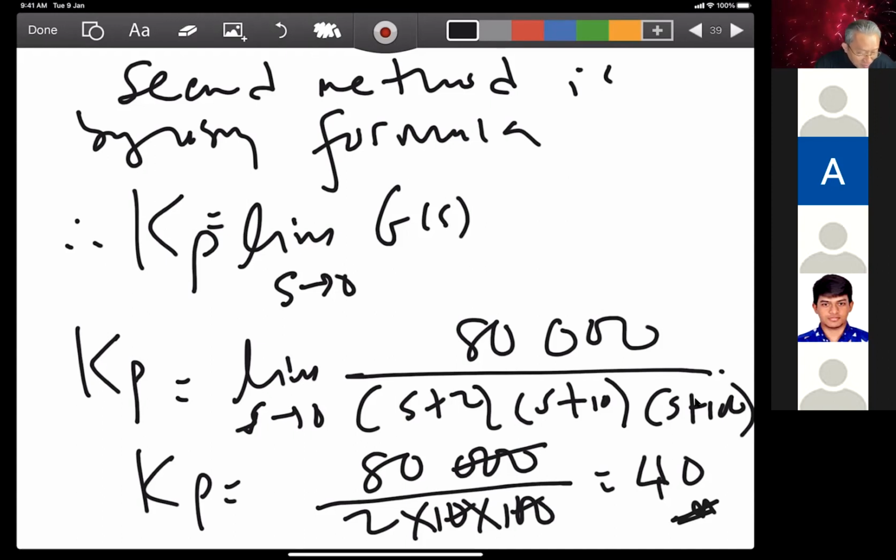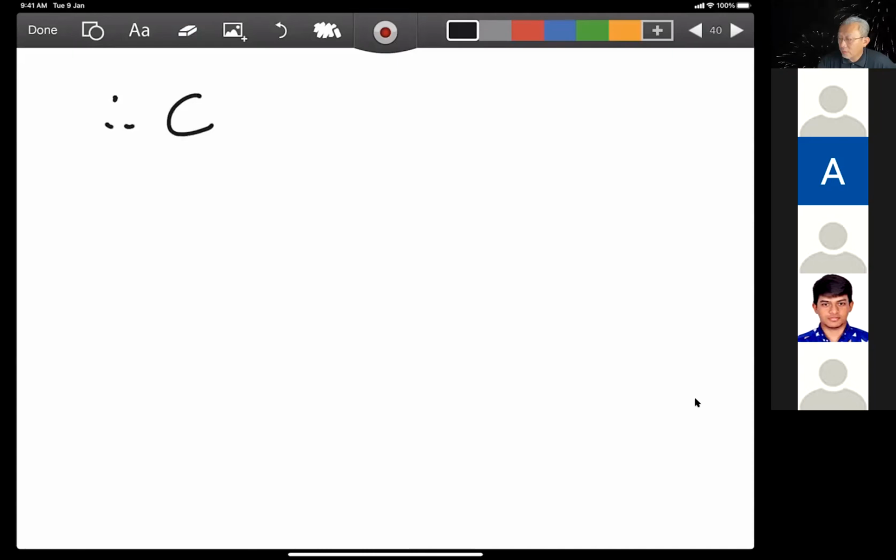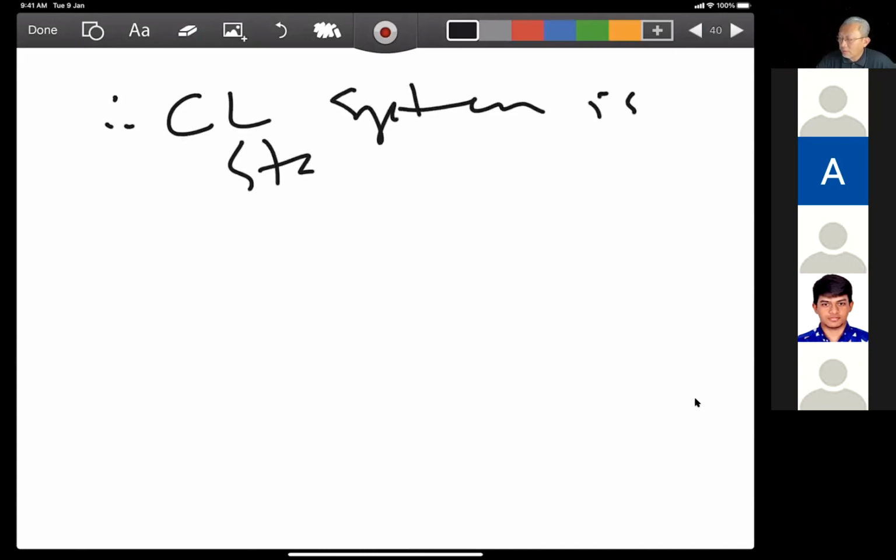So, is the closed loop stable or not stable, Rahman? The closed loop system is stable. Okay.